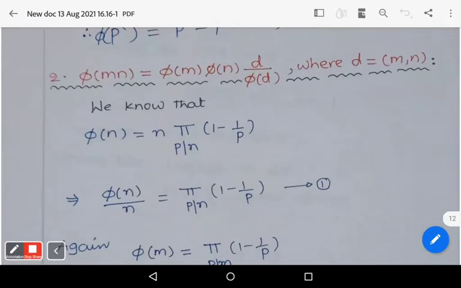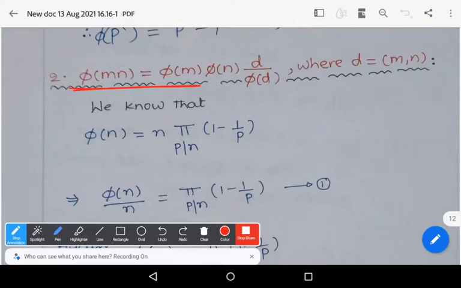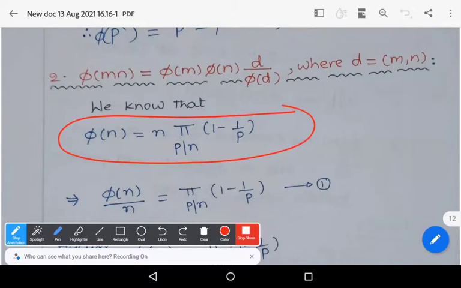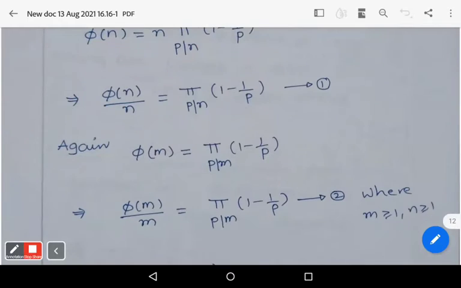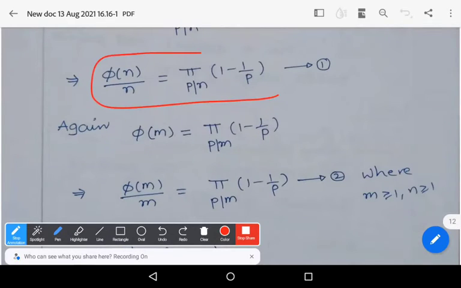Let us see the second property. φ of mn is equal to φ of m into φ of n into d divided by φ of d, where d is GCD of m comma n. We know that again by using the product formula, φ of n is equal to n into the product over p dividing n of 1 minus 1 by p. So let us shift this n to the left side. You get equation 1 again here. φ of n by n is equal to the product over p dividing n of 1 minus 1 by p.